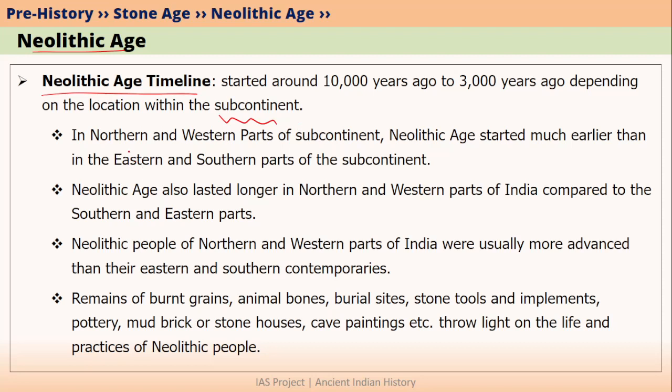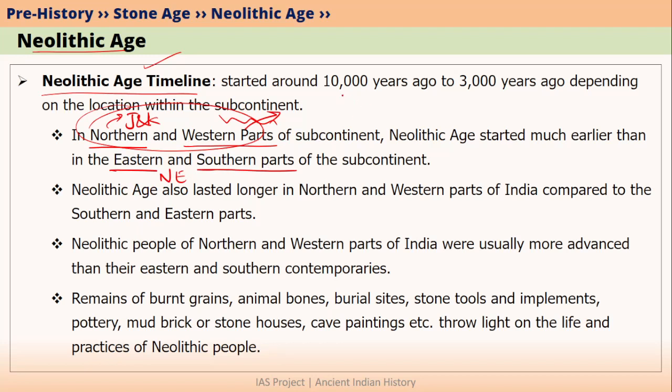For example, in the northern part of subcontinent and in the western part of subcontinent. Northern means the Union Territory of Jammu and Kashmir. Western means the present day southern Pakistan region can be considered as western part of subcontinent. In both these regions, Neolithic Age started earlier when compared to eastern region, that is Northeast India as well as West Bengal and Bihar, and southern region, that is the peninsular part of India.